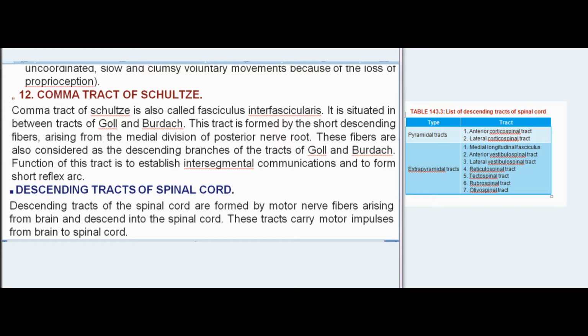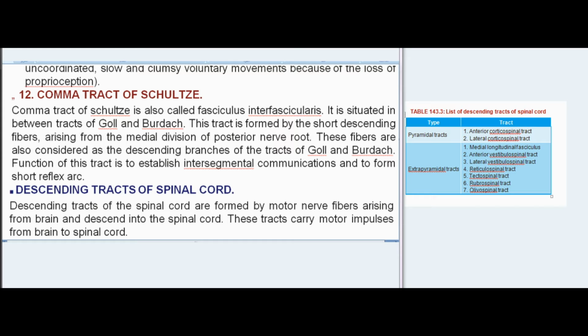Tract of Schulze. Tract of Schulze is also called fasciculus interfascicularis. It is situated in between tracts of Gall and Burdach. This tract is formed by the short descending fibers, arising from the medial division of posterior nerve root. These fibers are also considered as the descending branches of the tracts of Gall and Burdach. Function of this tract is to establish intersegmental communications and to form short reflex arc.